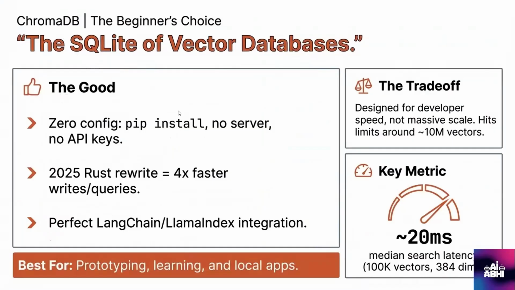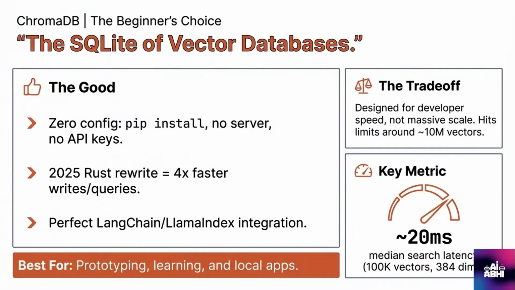Let's move to ChromaDB. Okay, this is the beginner's choice. Chroma is the simplest vector database to start with. It is open source, Apache 2.0 licensed, and runs locally with zero configuration. You just pip install it, create a collection, and start storing vectors. No server, no Docker, no API key. If you watch my coding tutorial, we use Chroma for this exact reason.